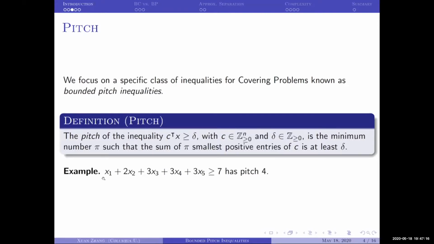So for example, I claim that this inequality has pitch 4. The reason is that if you take the 3 smallest positive coefficients, which are 1, 2, and 3, you can only sum up to 6, which is not enough for the right-hand side. But if you sum up the 4 smallest positive entries, then you have 1, 2, 3, and 3, which is more than 7, the right-hand side.